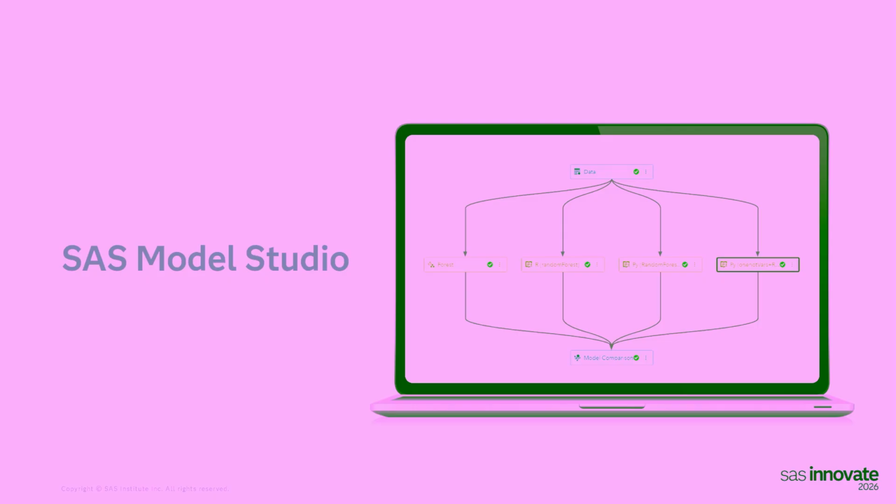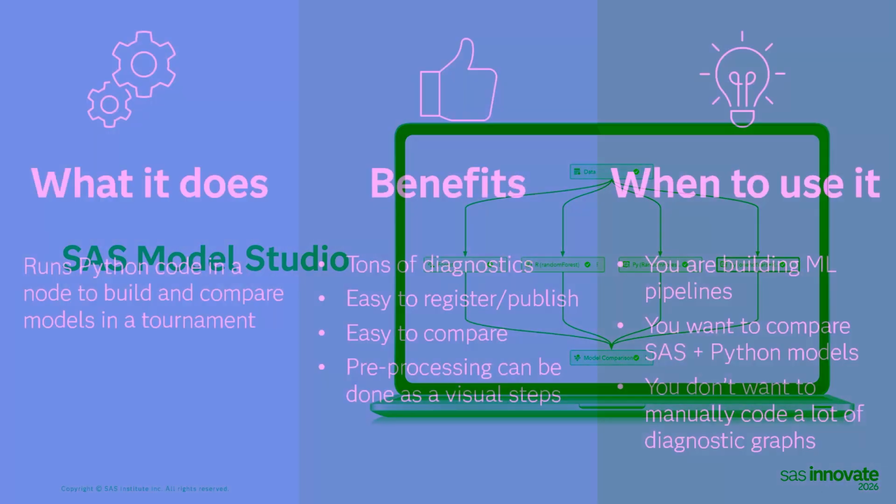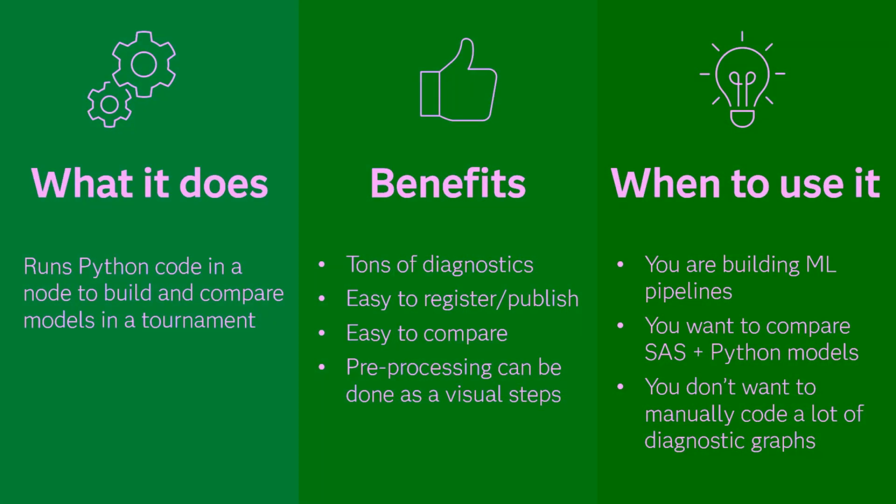Model Studio is where your data scientists will probably spend a good chunk of their time. In Model Studio, you are able to create visual model pipelines, and you can build your Python code and build those models in there. What I love so much about this is you get tons of diagnostics, a lot of diagnostics.